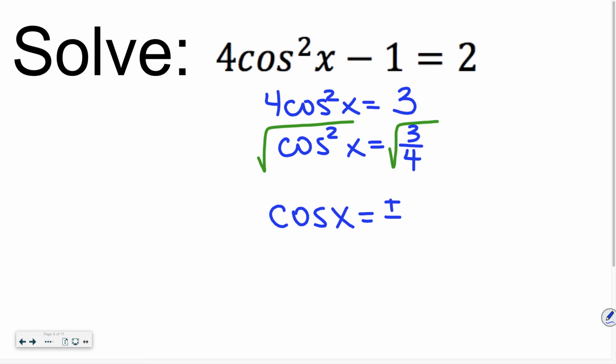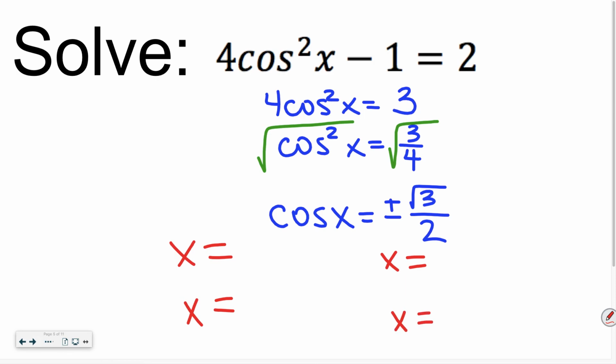Square root of 3/4. What's the square root of 3? Well, square root of 3, but what's the square root of 4? Hey, that's nice. We recognize that number, don't we? So what we need to do, we're going to have 4 solutions. We are going to have 2 places where the cosine is radical 3 over 2, and we are going to have 2 places where the cosine is negative radical 3 over 2.